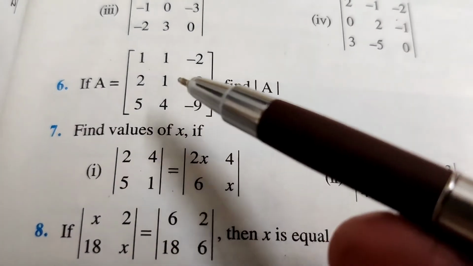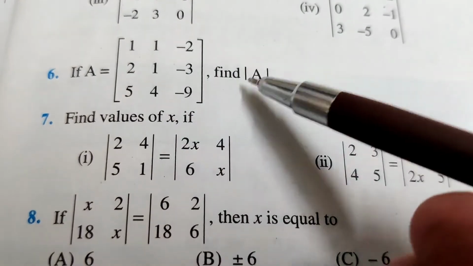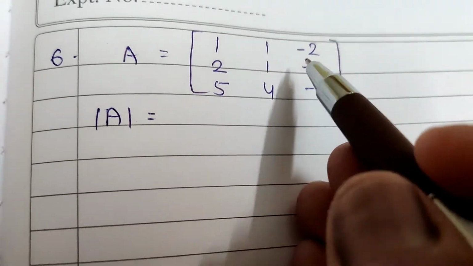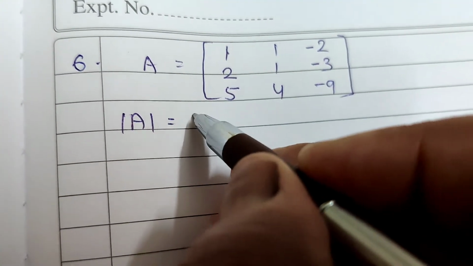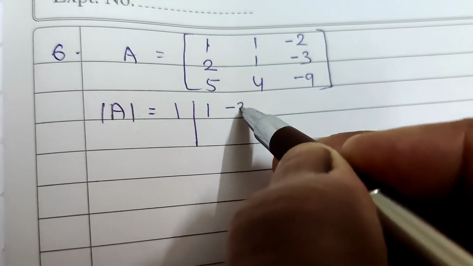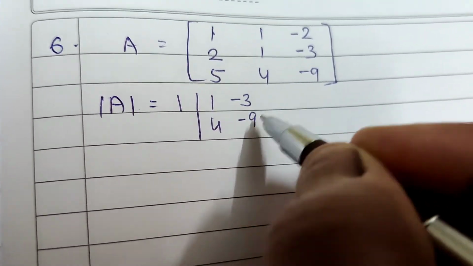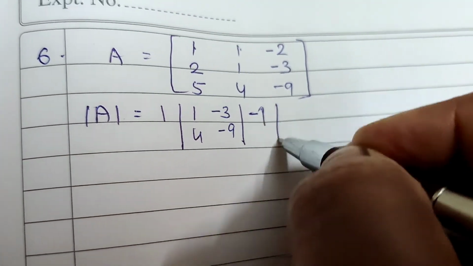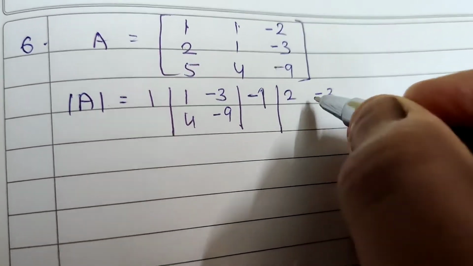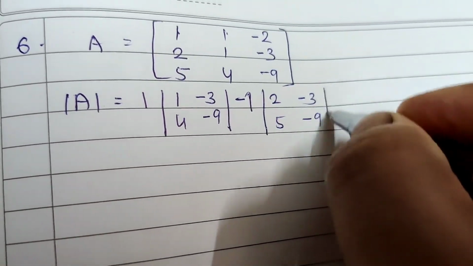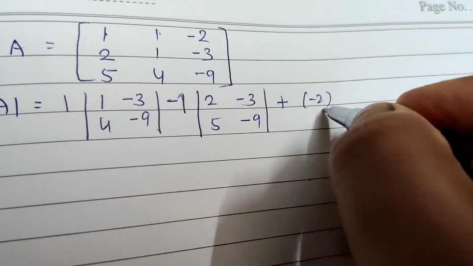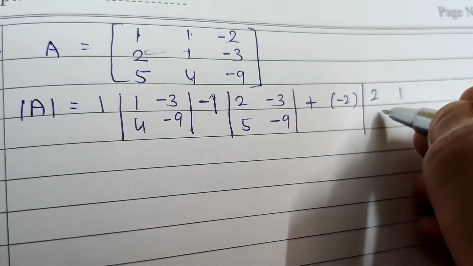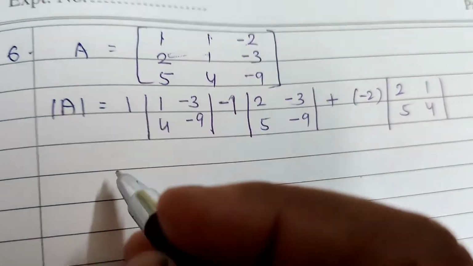Question number 6. A is a given matrix, find the determinant A. The given determinant is of third order. So now first number 1, the determinant 1 minus 3, 4 minus 9. And the second number is minus 1 and the determinant is 2 minus 3, 5 minus 9. And the third number minus 2 multiplied to the determinant 2, 1, 5, 4. Okay.